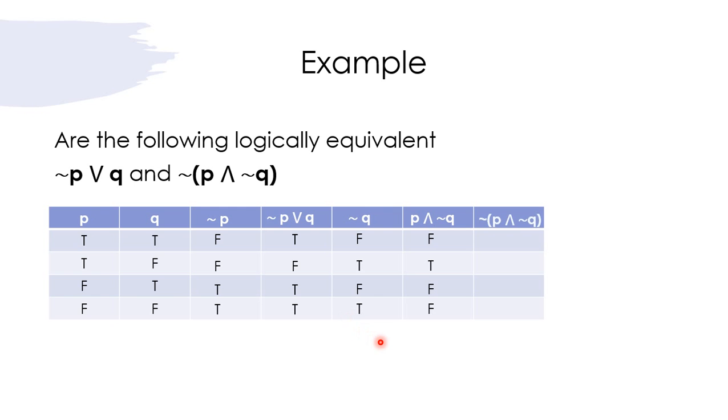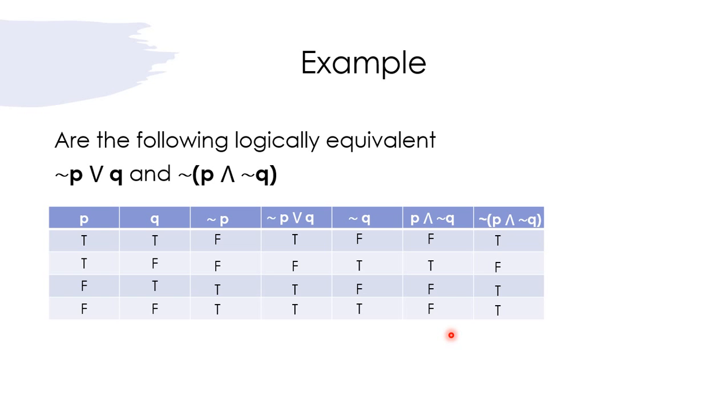So now we're able to find the negation of this, the negation of P and not Q. We're just going to negate these, so we'll just change the truth values. So we'll end up with true, false, true, true.